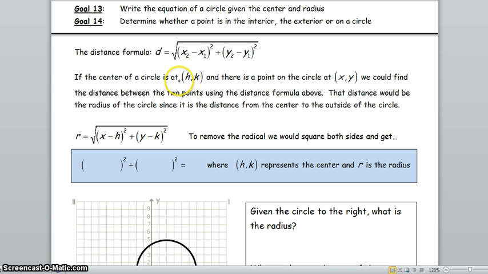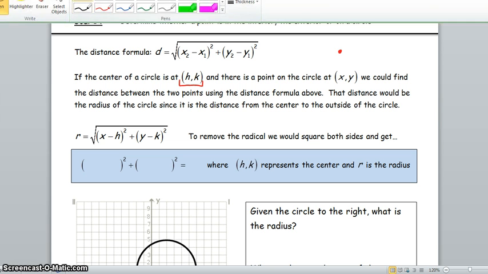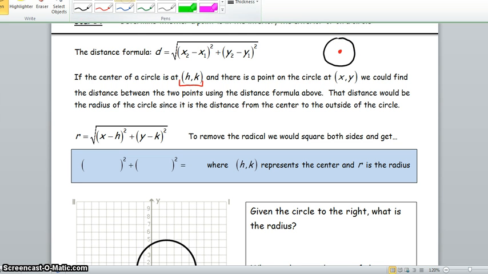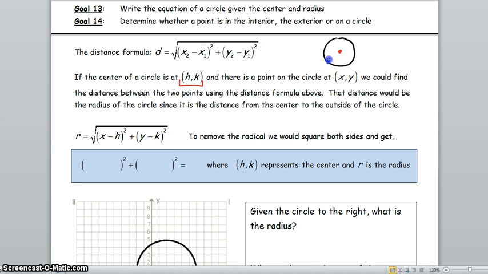So to start, if we assume the center of a circle is at the ordered pair (h, k), and then we want to discuss any point on that circle, any point that makes up that circle, we'd call that point (x, y). I could find the distance between those two points using the distance formula. That would give me the radius.